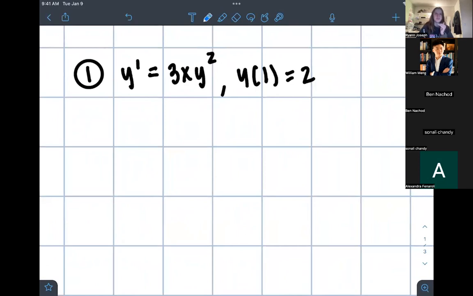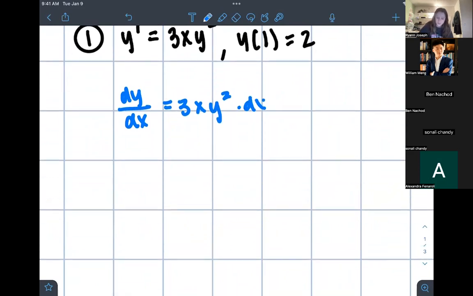Don't try to use the methods that we discussed earlier to solve these, because it's kind of redundant and not necessary. I'm going to turn this y prime term into dy/dx, because that is what it implicitly is, equal to 3xy squared. We want the y's with the dy and the x's with the dx. So I'm going to multiply each side by dx and then divide by y squared, which gives us dy over y squared equal to 3x dx.